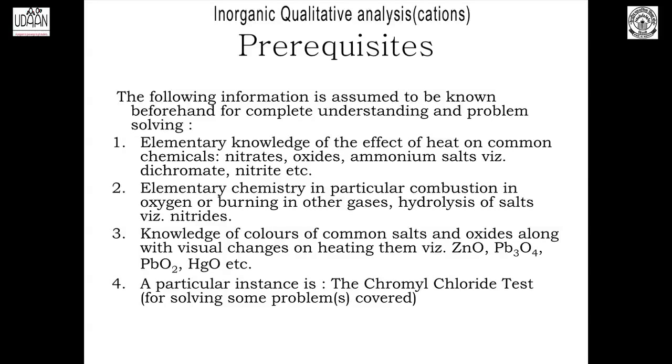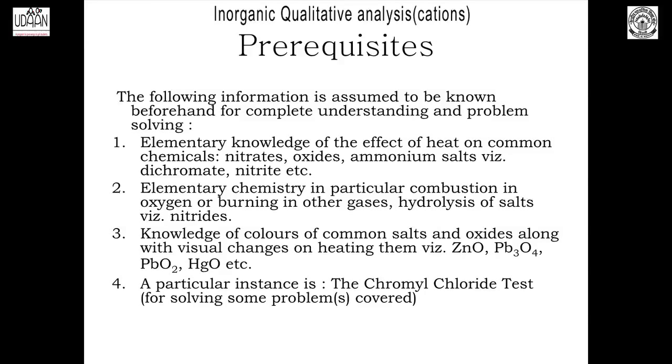Elementary chemistry, in particular combustion in oxygen or other gases, hydrolysis of salts with nitrides, the knowledge of colors of common salts and oxides, along with visual changes on heating them. As you might know, zinc oxide is a metallic oxide. On heating, the visual change we observe is that it is white when cold and yellow when hot. Similarly, the effect of heat on Pb3O4 (red lead), PbO2 and HgO and many other oxides must be known.